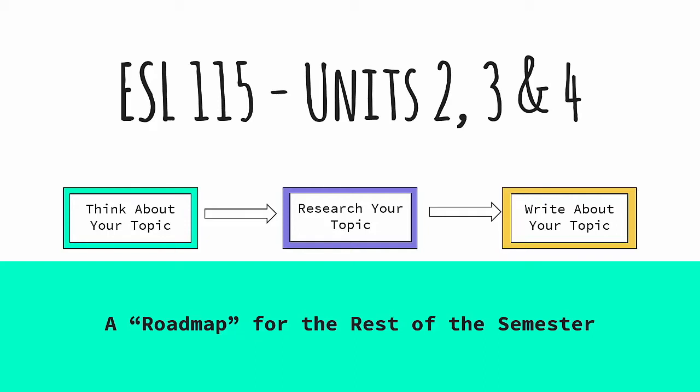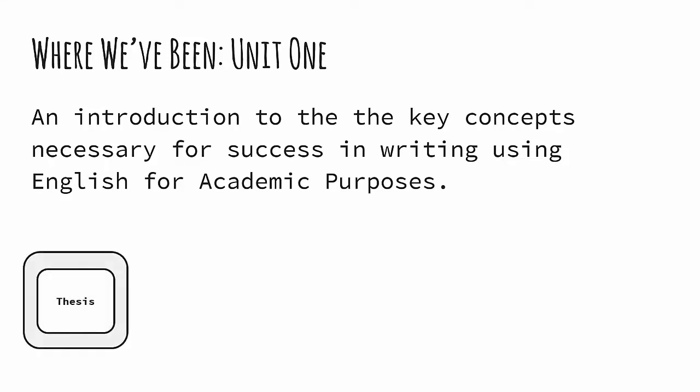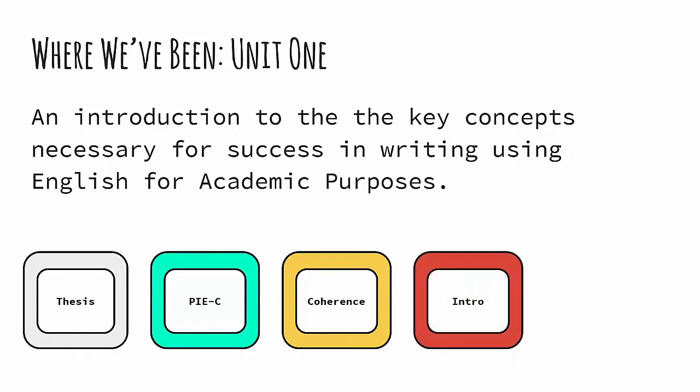So let's begin. 115 begins with Unit 1, which is designed to serve as an introduction for many of the key concepts necessary for success in academic writing. For some of you, this unit may have involved a lot of review, and for others, this unit may have been an introduction to many new concepts like thesis statements, PIE-C structure, strategies for promoting coherence in your writing, and ways to write effective introductions and conclusions.